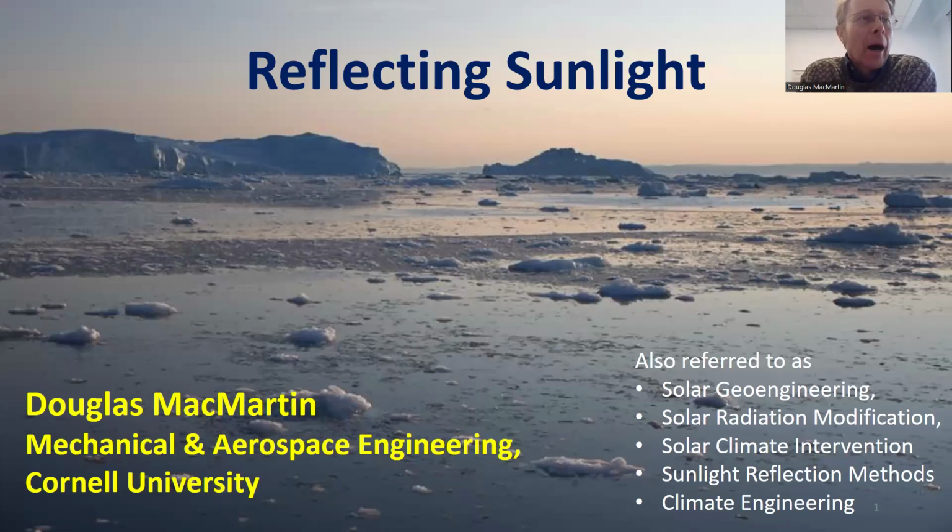So I'm going to talk about what is variously known as solar geoengineering or solar radiation modification. That's the IPCC term. Solar climate intervention, you'll sometimes see. Solar geoengineering is probably what it's most commonly referred to as. I'm personally inclined right now to call it sunlight reflection methods, because that's basically what we're talking about: the potential to reflect sunlight in order to cool the planet.